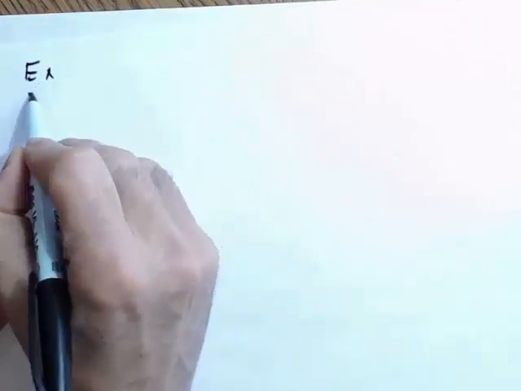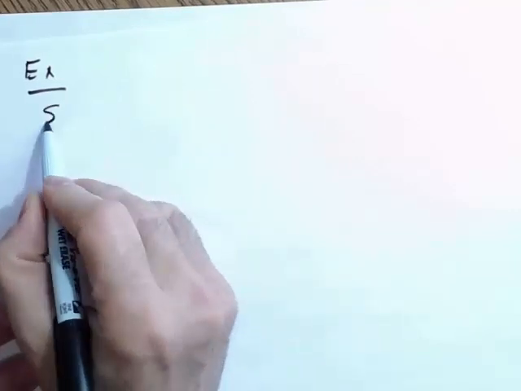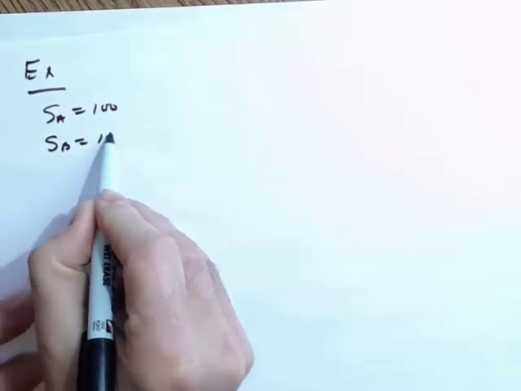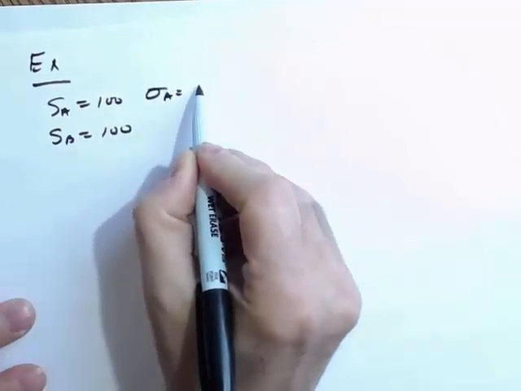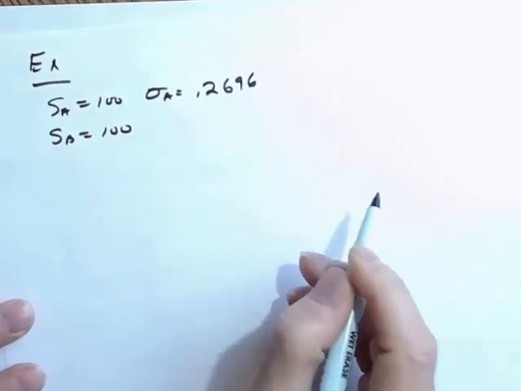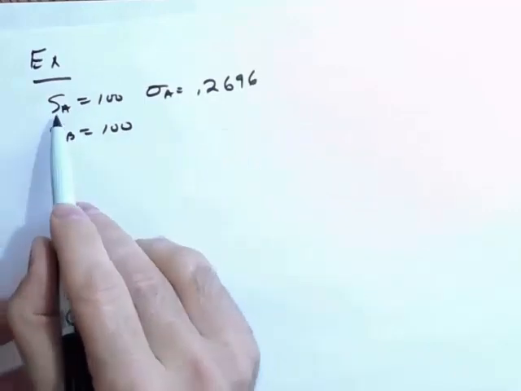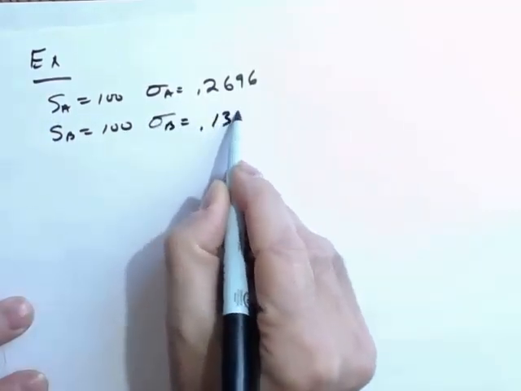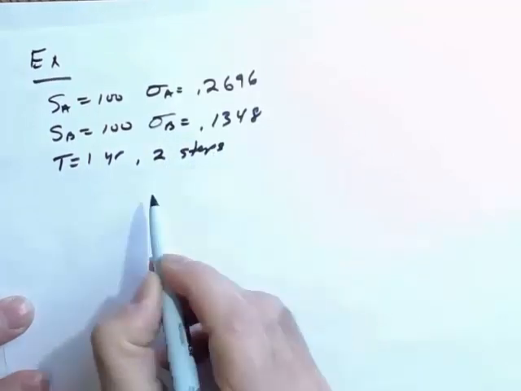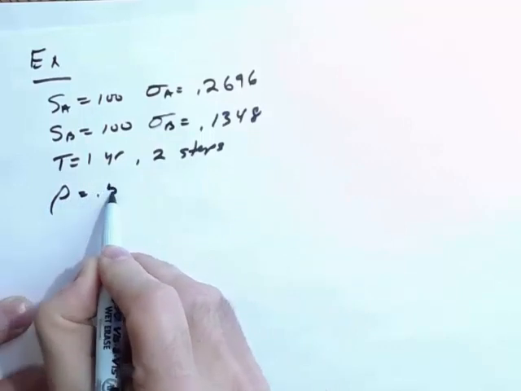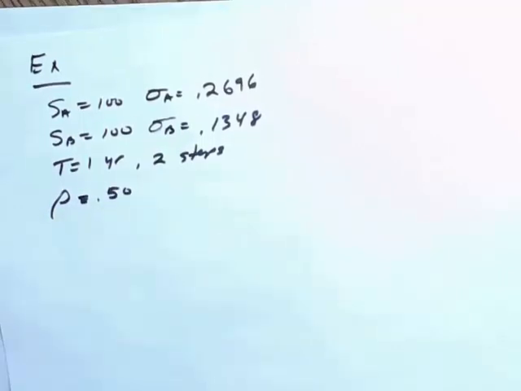Okay, now let's actually do an example and try to pin this down. You've got enough background to do an example. Here's the example. We're going to assume stock A is 100 and stock B is 100, so both stocks are starting out at the same price. Sigma A equals 0.2696, the standard deviation of just A. The standard deviation of just B is 0.1348. We're going to assume T equals 1 year, 2 steps, so N is 2. We're going to assume the correlation between the two is 0.5. That's a pretty common correlation, in the range of what typical stocks are, at least in the U.S. A 0.5 correlation would not be unusual.